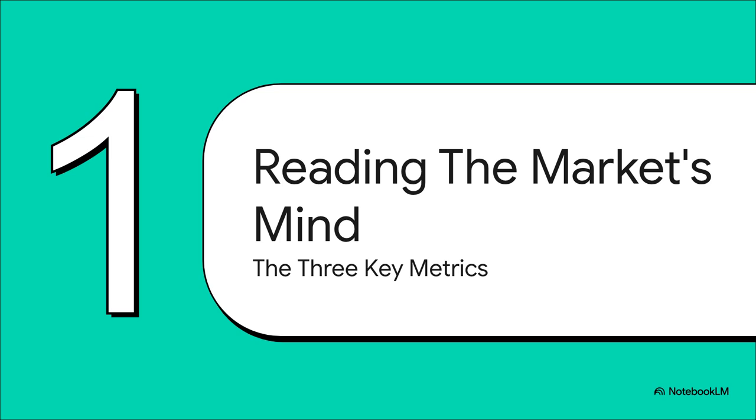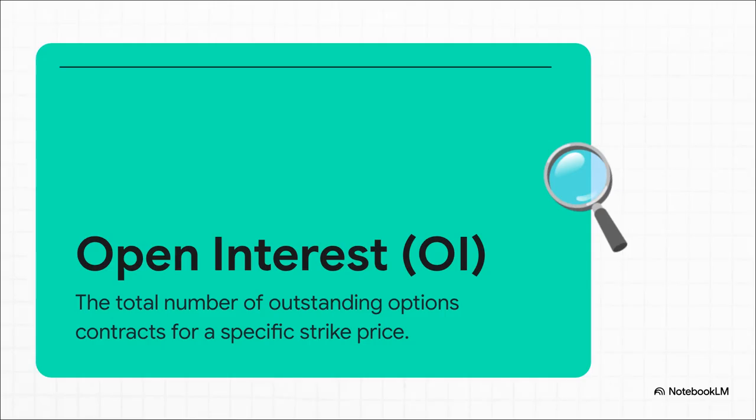Okay, so how do we actually start reading the market's mind? It's not as complicated as it sounds. It really boils down to 3 key metrics that come from the options world. So let's pop open this toolkit and see what's inside. First up is something called open interest, or OI for short. All this is really is a head count. It's the total number of options contracts that are still open and active for a specific price.